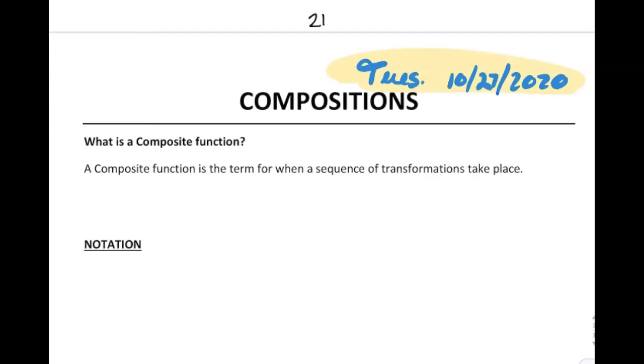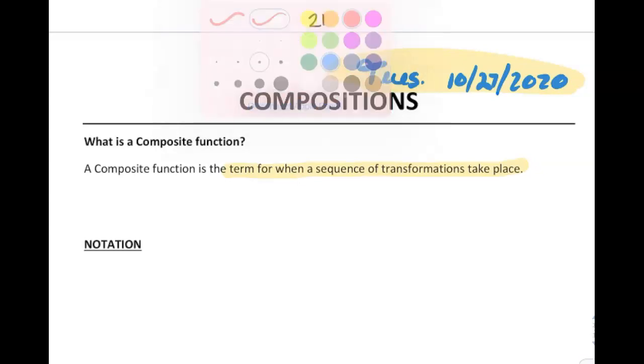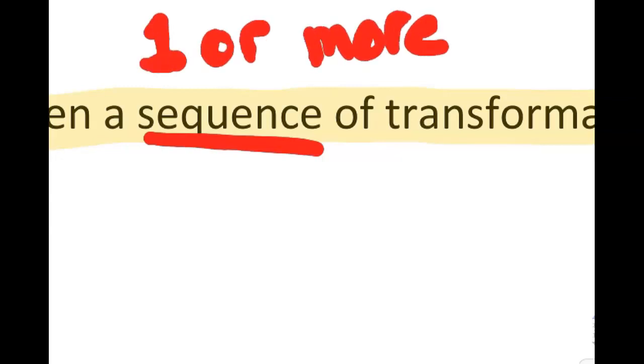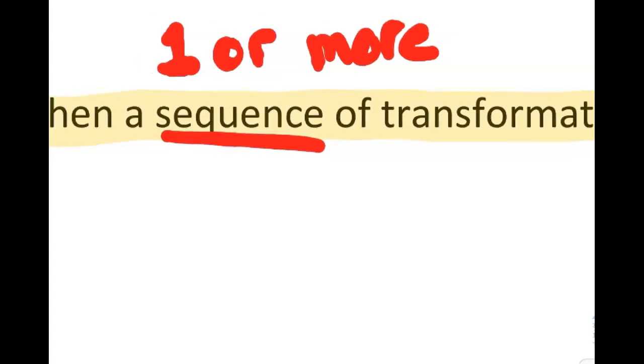So a composition, the word composite, it just means when a sequence of transformations take place. So sequence is the key word there. Sequence can be really one or more, usually more. So it's like multiple steps. Do this, do this, do that. That's a sequence of transformations.